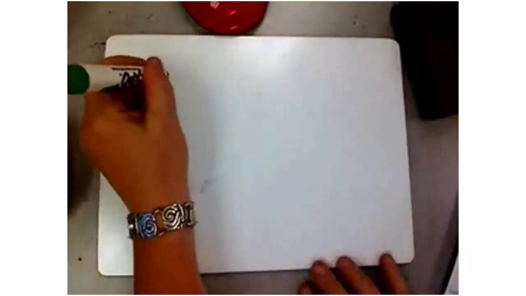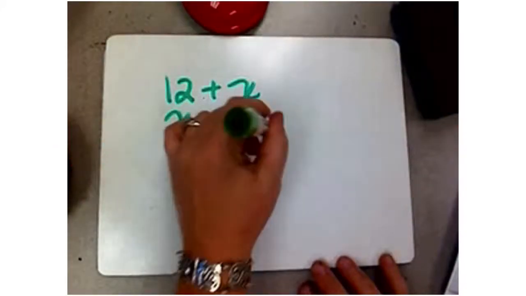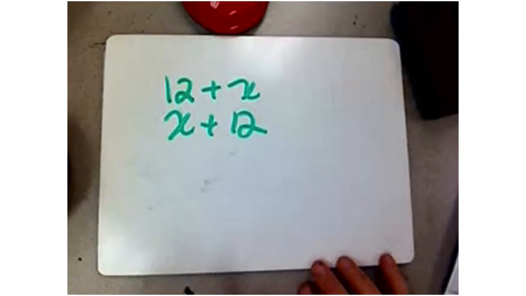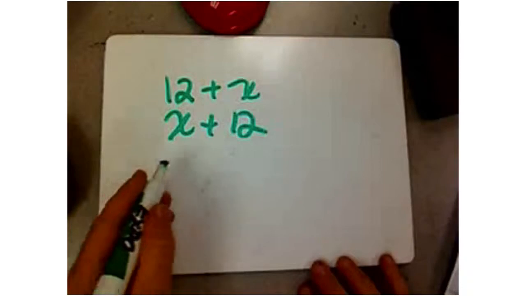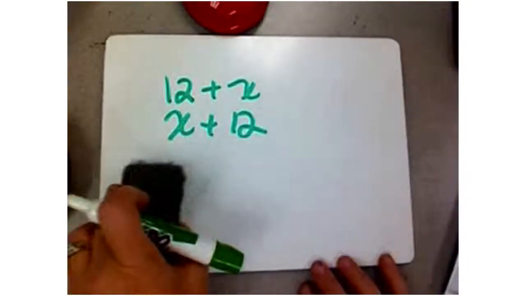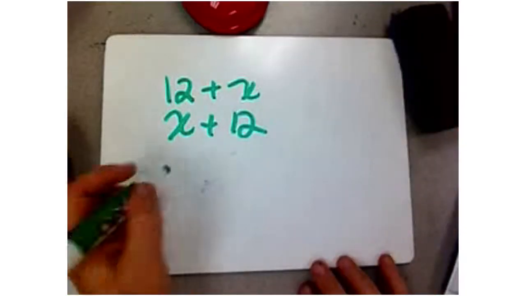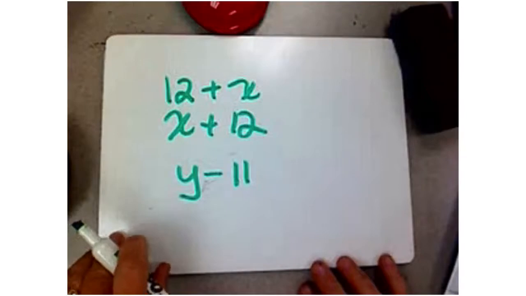So example 1 on the bottom of page 172 says, translate the following phrases into mathematical expressions. 12 larger than x. Well, that would be 12 plus x, or you could say x plus 12 because we can use the commutative property, right? And then we have 11 less than y. Notice the less than means from. So 11 less than y would be 11 from y. So you'd say y minus 11.